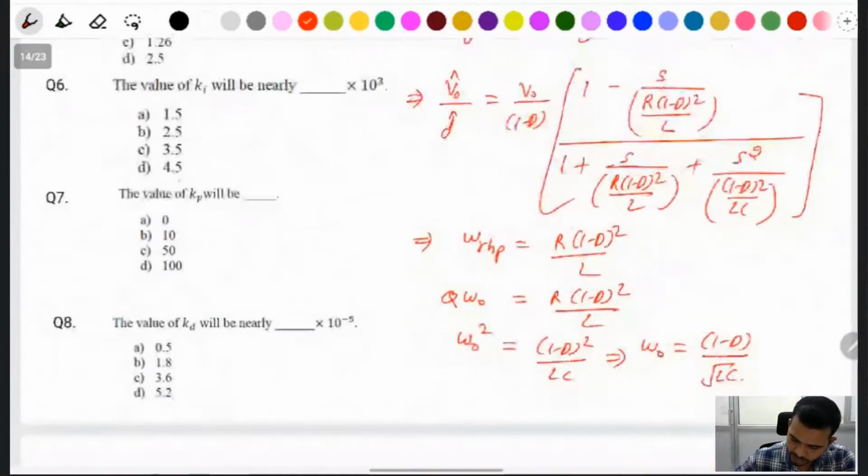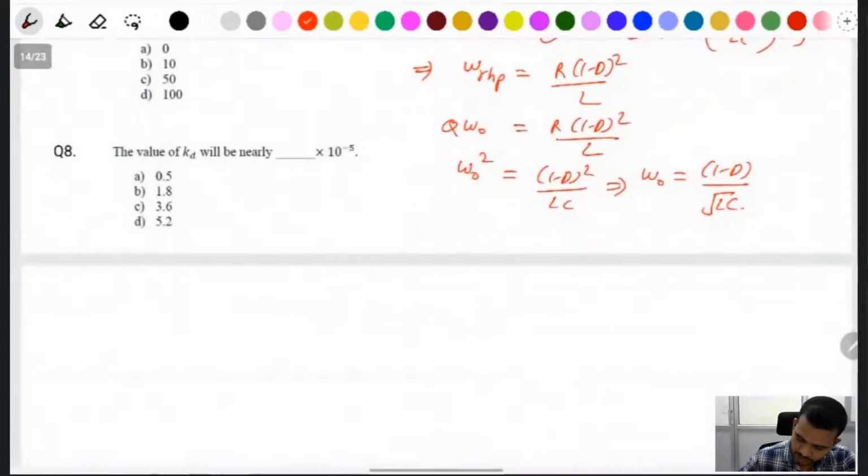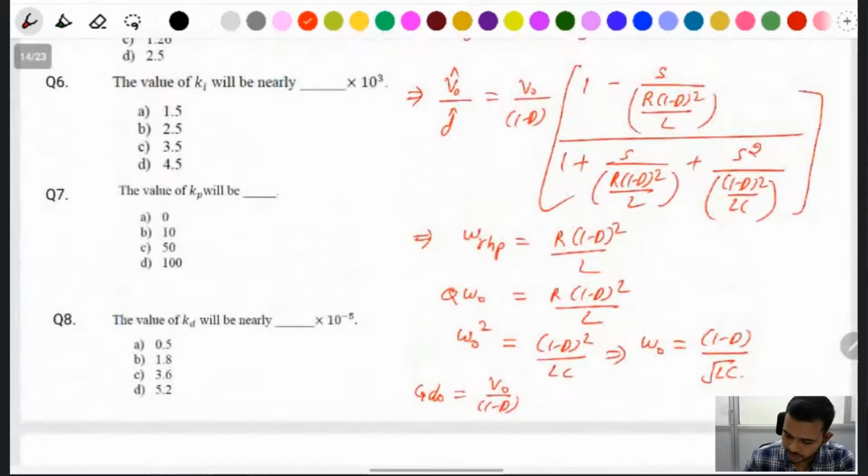This one is given, dV naught, GDO. GDO is given as V naught divided by 1 minus D. All of it is given here: all the values like R, T, L are given. You calculate all of these things.